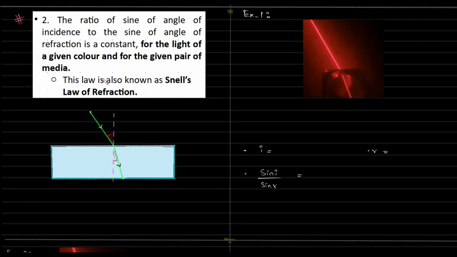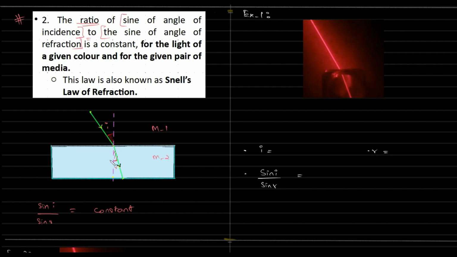Okay. So the second law talks about a ratio. Ratio means what? Division. So division between what two? The sine of the angle of incidence to the sine of the angle of refraction. And this is equal to a constant. Sine of angle of incidence by sine of angle of refraction is equal to a constant. Okay. So this is your incident ray, this is your refracted ray, this is your medium 1, and that's your medium 2.